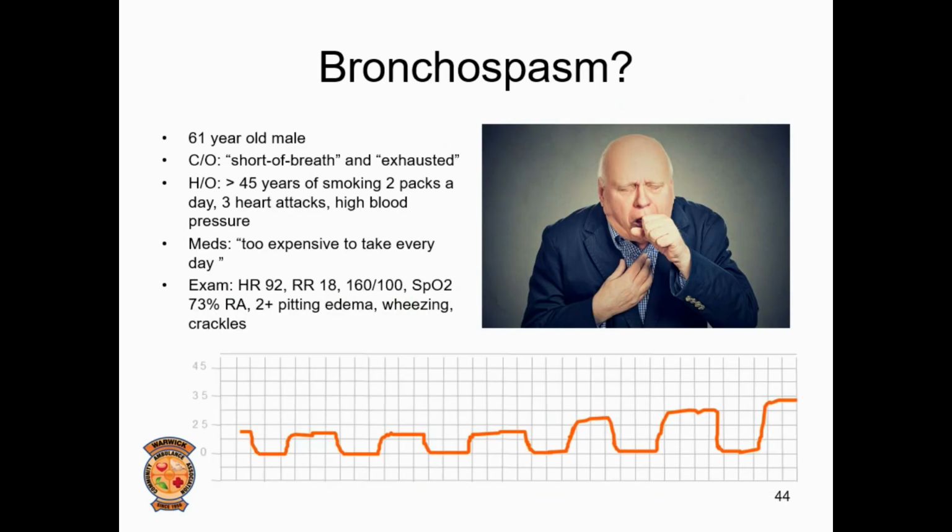Let's move on to the next example. Consider this patient. He's still short of breath and exhausted, still a smoker, still had MIs and hypertension, still doesn't take his medications. Physical exam is virtually identical to the previous patient's. The only difference is the patient's capnogram. You'll notice that his has a squared waveform, well, mostly square, and the patient's wheezes are caused by cardiac asthma.